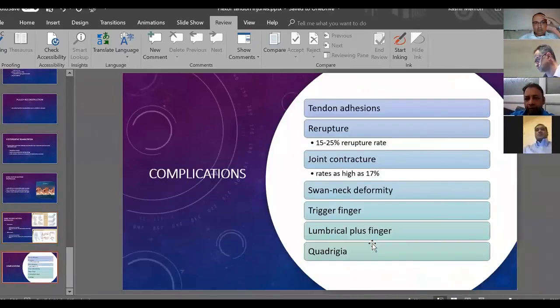So finally, the complications of flexor tendon repairs. Tendon adhesions are very common, and early active mobilization protocols are very important to reduce the chances of adhesion. Re-rupture rates are 15 to 25%, so you need to warn the patient there are always chances of re-rupture. Joint contracture is around 17%. Swan neck deformity is one of the complications. Trigger finger, if your repair is too bulky, and then your tendon may get caught in the pulleys. Lumbrical plus finger, if your tension is not correct, and quadriga effect again if your tension is not correct in the tendons.